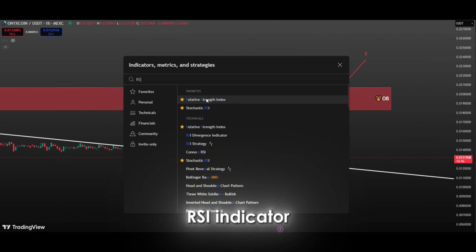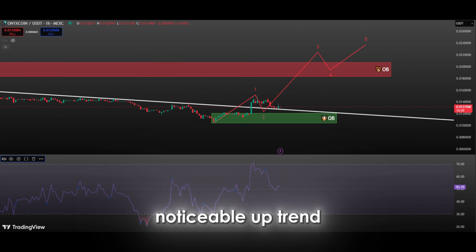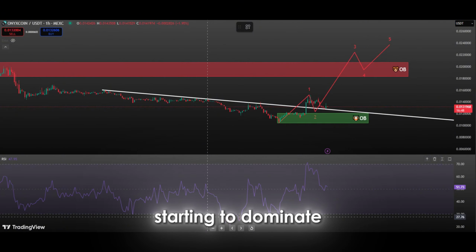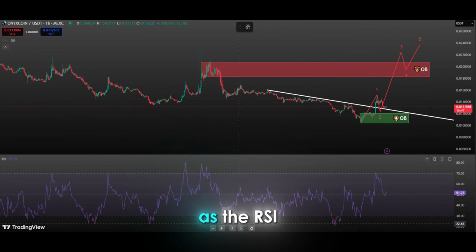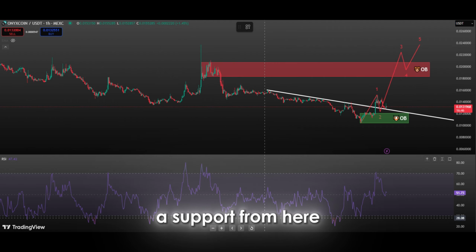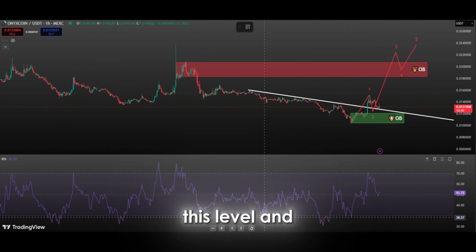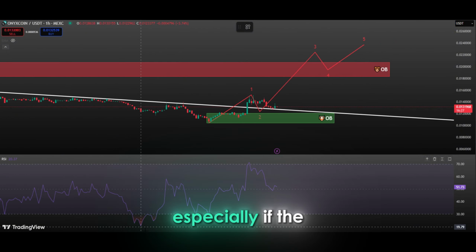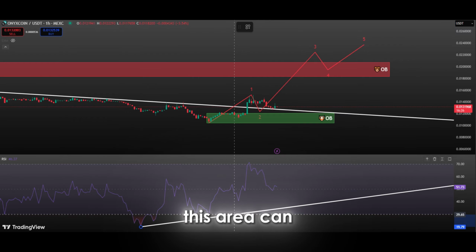Looking at the RSI indicator, we see a noticeable uptrend. This trend suggests that the RSI is gaining strength and buyers are starting to dominate the market. As the RSI approaches this rising trend line, it is usually expected to take support from here. If it touches this level and reacts to the upside, it could signal that the price may start to recover.